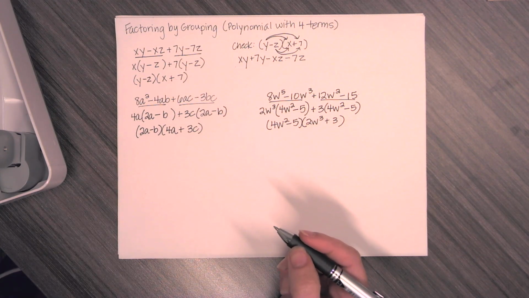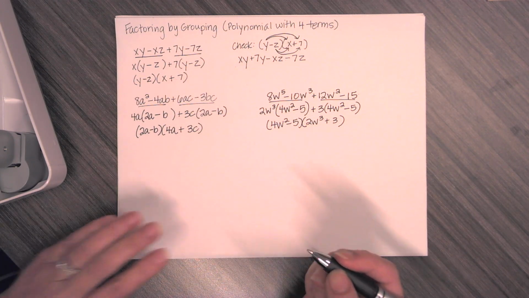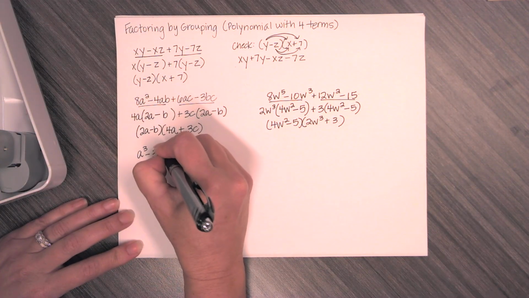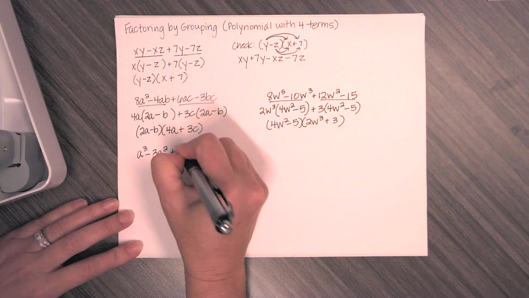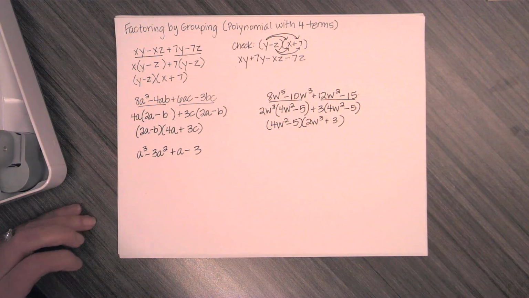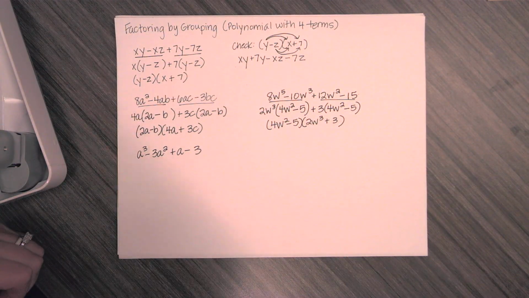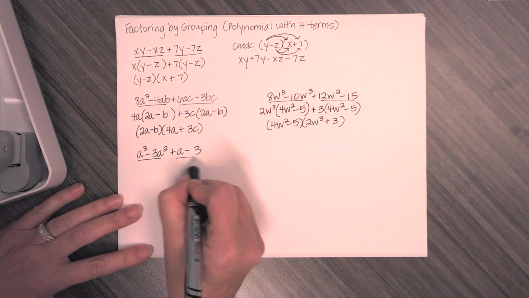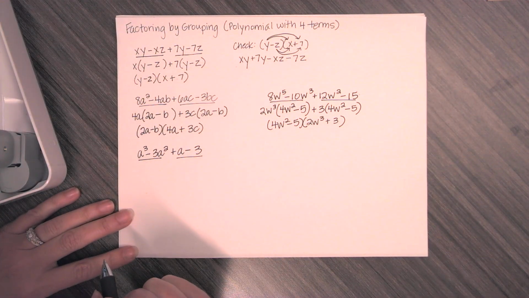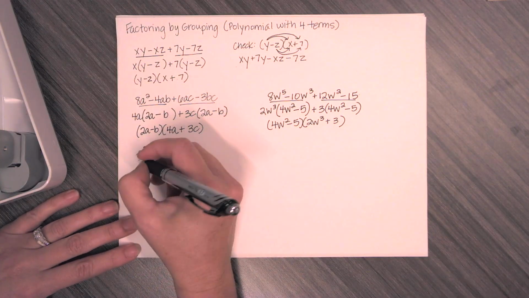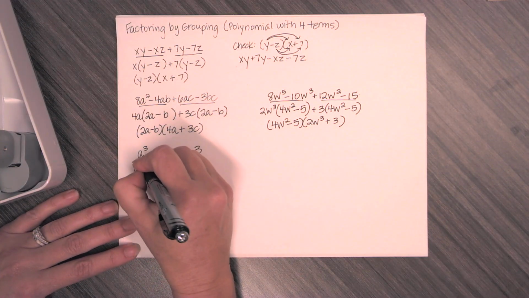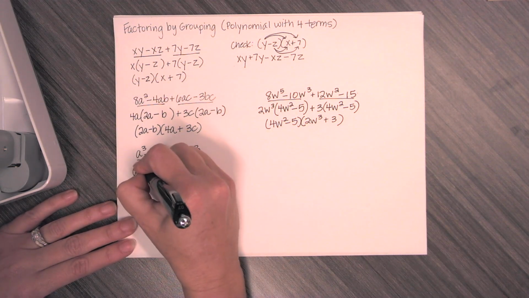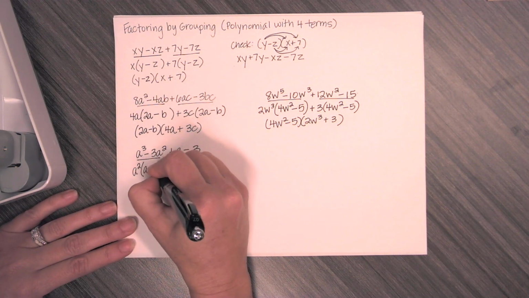Okay, now we are going to do a cubed minus 3a squared plus a minus 3. Once again, we have 4 terms, so we're going to group. In our first group, we have an a squared in common that we can factor out as our greatest common factor. That's going to leave a minus 3.